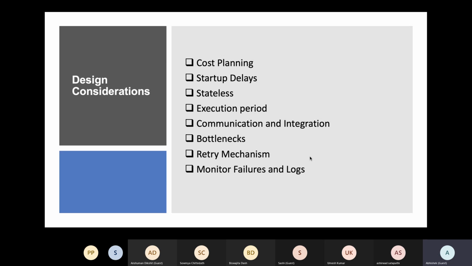The second important thing is startup delays. Let me try to explain what a startup delay is. Before I get into this, I know a few of us are already hands-on in serverless. So what is a startup delay in the case of serverless services? Would anyone like to explain?